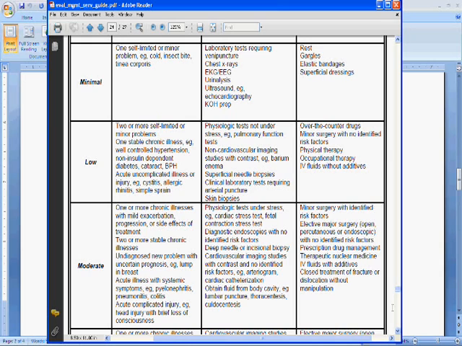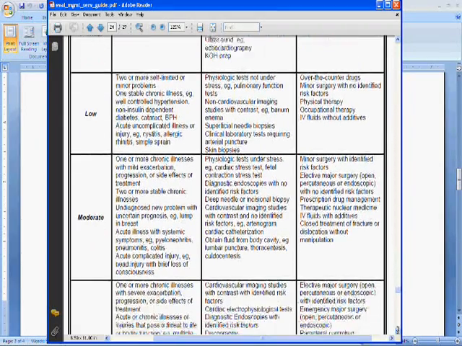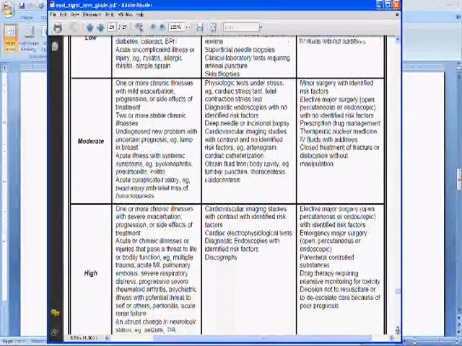Acute complicated injury, so a head injury with brief loss of consciousness, so somebody has a concussion and they're knocked out, that would be an acute complicated injury, which would be moderate risk. High risk is something that typically in a physician's office you're not going to see much of.